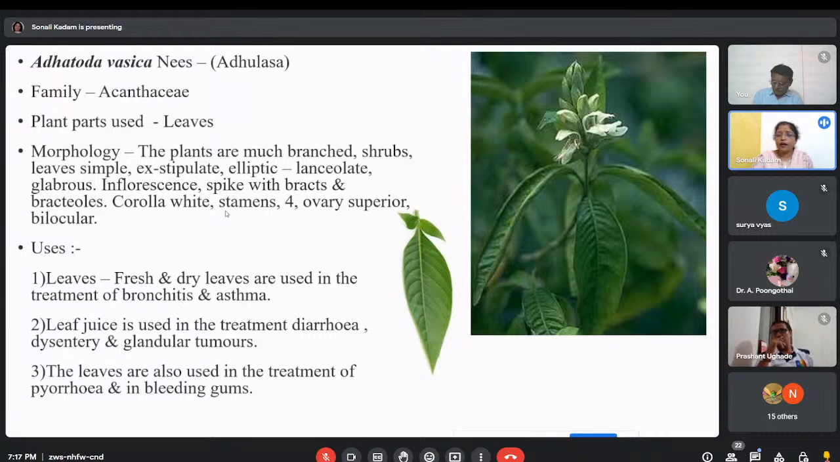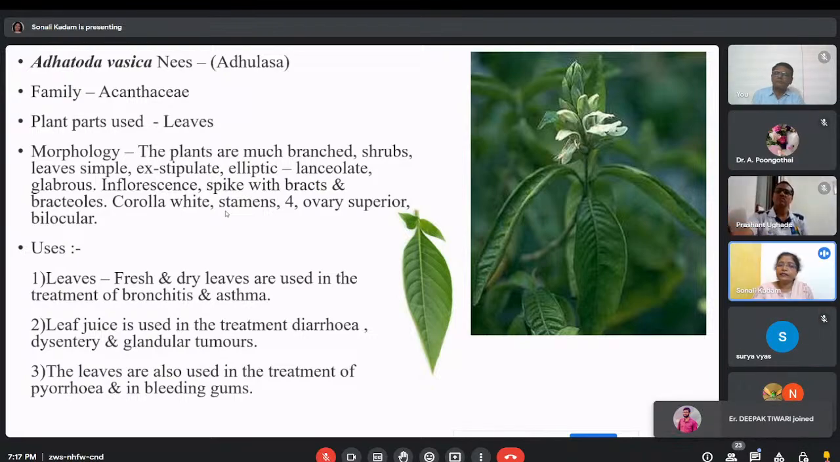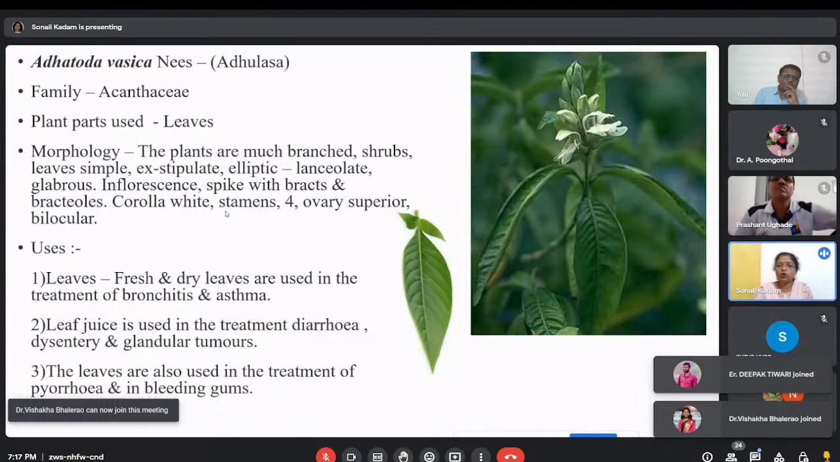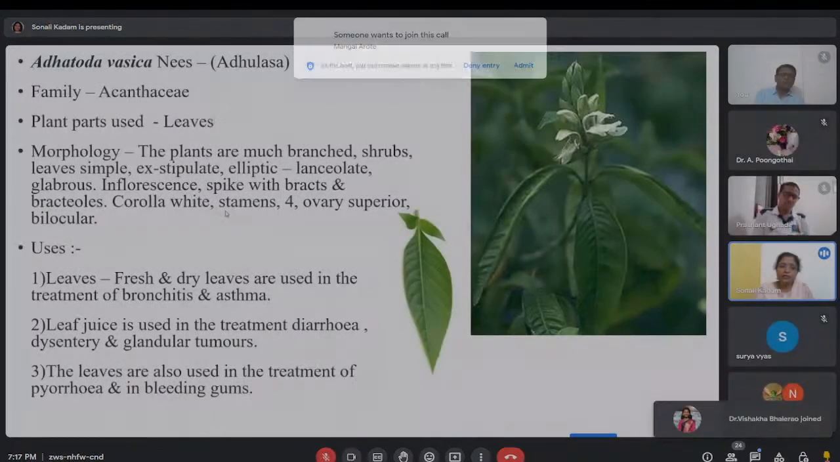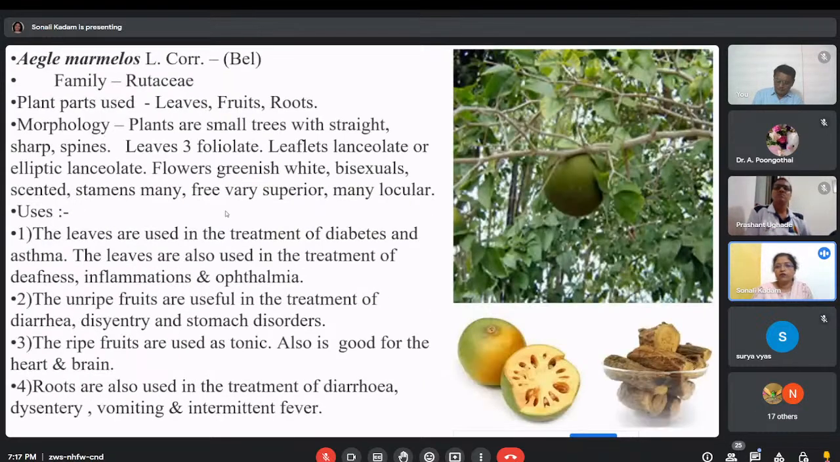Then Adulsa, okay, you can just see how prominent the leaf veins are on these leaves. Okay, and the flower also, now these are flowering. You can see around us, and the leaves, fresh or dry, are used for bronchitis and asthma. Whenever we have cough and cold, just take a decoction of these leaves. Then the leaf juice is used for diarrhea, dysentery, and glandular tumor. Then leaves are also used in pyorrhea or bleeding gums. You can just chew the leaves if you have any type of problem. Okay, they also fix the gums.